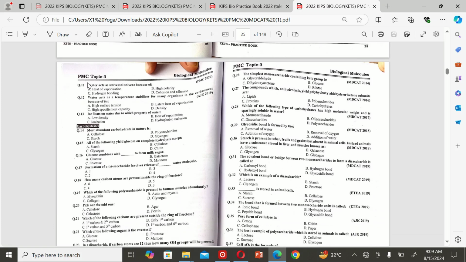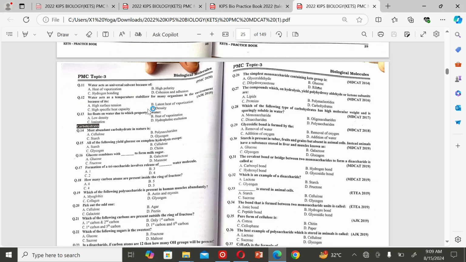The next MCQ is: water acts as a universal solvent because of A. Heat of vaporization, B. High polarity, C. Hydrogen bonding, and D. Cohesion and adhesion. So the correct option is B. High polarity. The next MCQ is: water acts as a temperature stabilizer for many organisms in the environment because of its A. High surface tension, B. Latent heat of vaporization, C. High specific heat capacity, and D. Density. So the correct option is C.